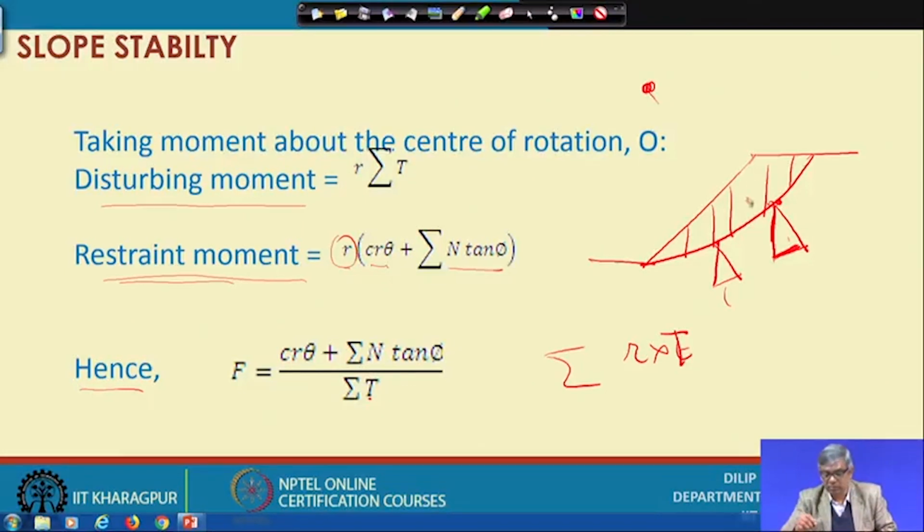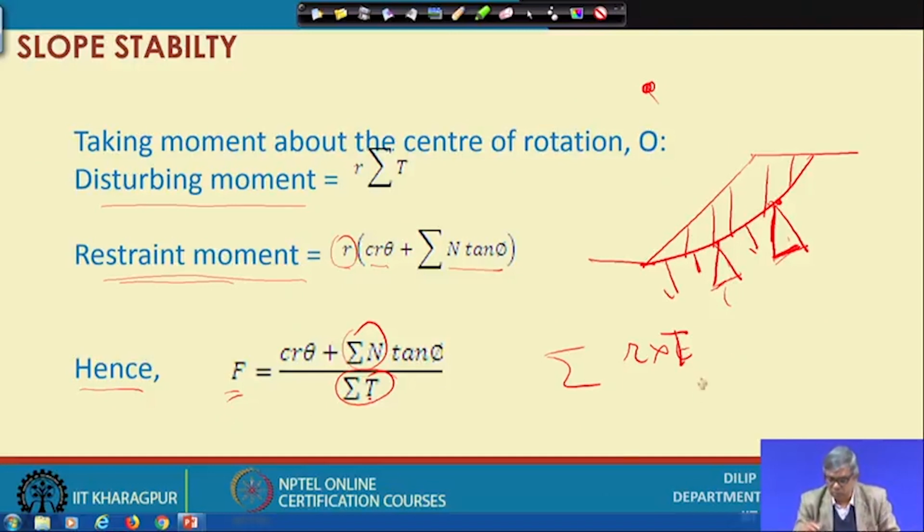So, that means whatever different slices I make, I have to find out N at different points and sum it up, and I have to find out the T at different points, and finally sum it up, and then use this equation where the soil possesses both C and phi. Based on this calculation I can find out the factor of safety F. So, I hope this is clear.